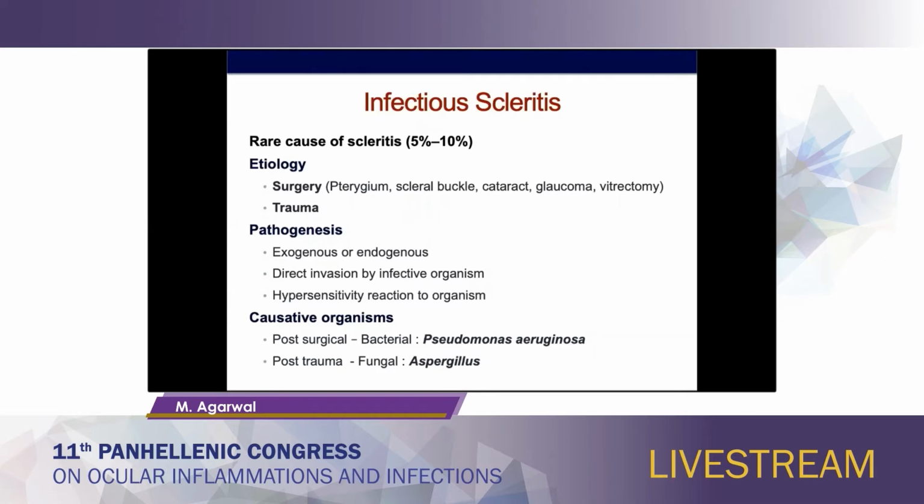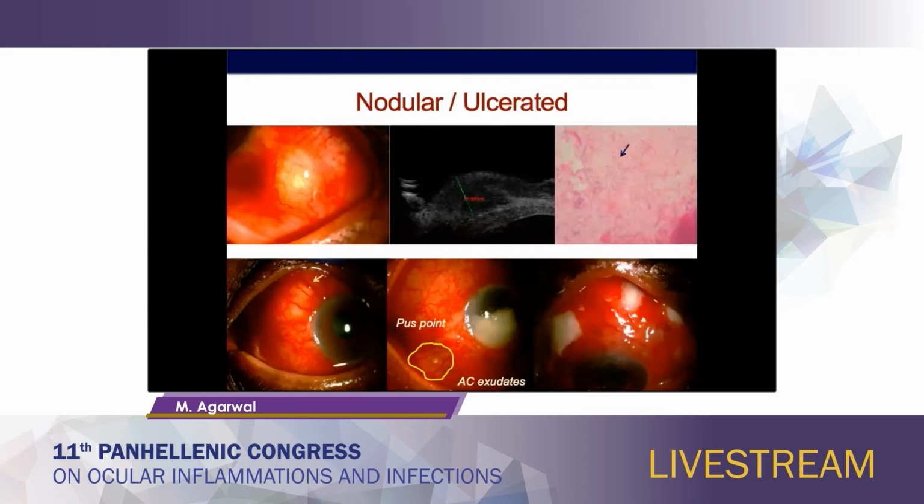It can be a direct invasion by the organism, or it can be a hypersensitivity reaction to the organism. What the literature says, if it's post-surgery, Pseudomonas aeruginosa is the most common organism, but if it is trauma, Aspergillus was most commonly seen. How does it present? It can be a nodule or it can be an ulceration.